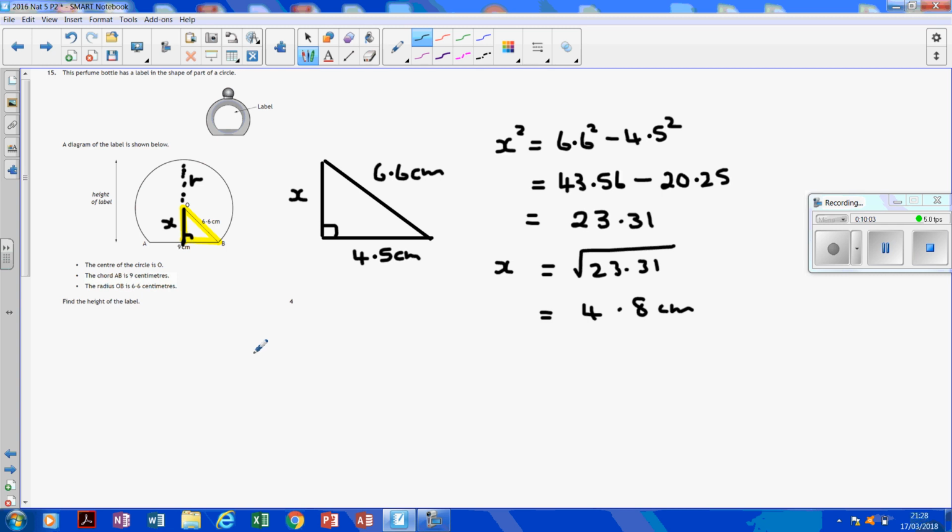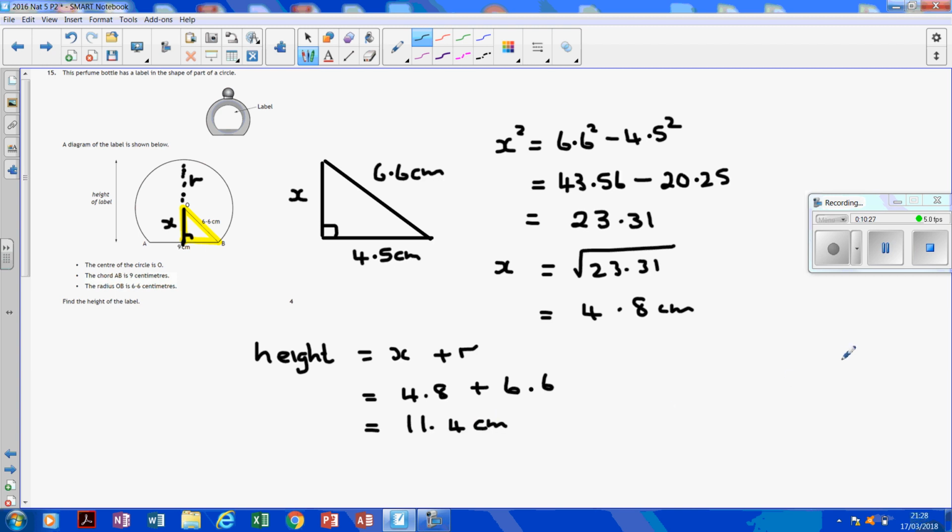So the last thing for me to do is to work out the height and clearly show that the height is equal to x plus the radius, and x was what we've worked out, was 4.8, plus 6.6, that's the radius, you can see it there from the centre out to the outside of the circle, and that works out to be 11.4 centimetres.